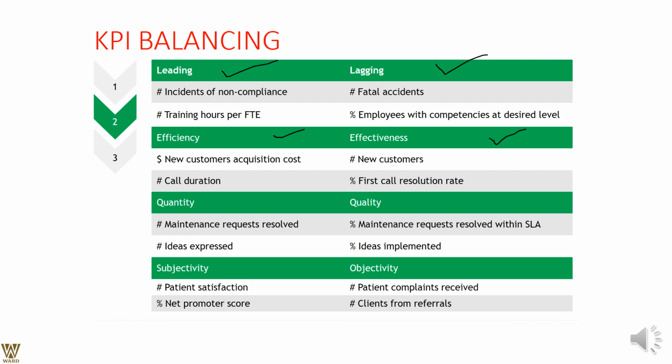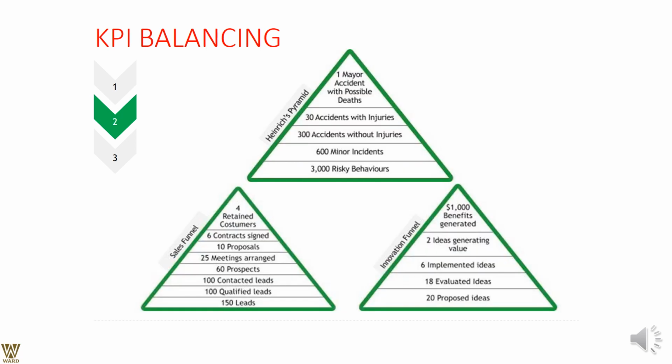We'll talk about the quantity. Quantity in terms of the leading indicators gives me the maintenance requests and resolutions, ideas expressed. Then comes the quality, as in the percentage of maintenance requests resolved within SLA or within the stipulated time, the ideas implemented, the patient sensitivity, the net promoter scores, the objectivity of the complaints, and so on. Now, this is what we need to go around every now and then. This is what we will be speaking about together.